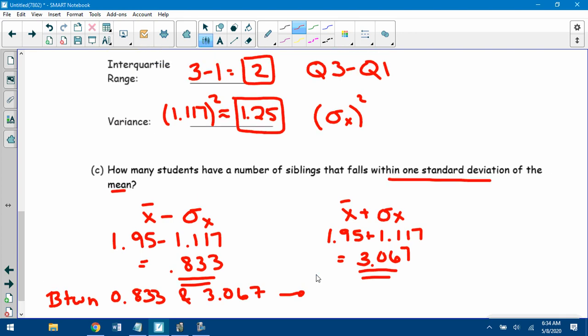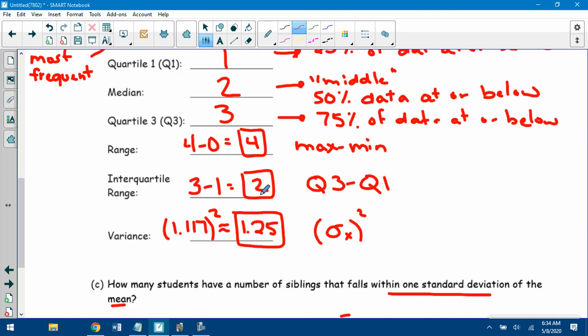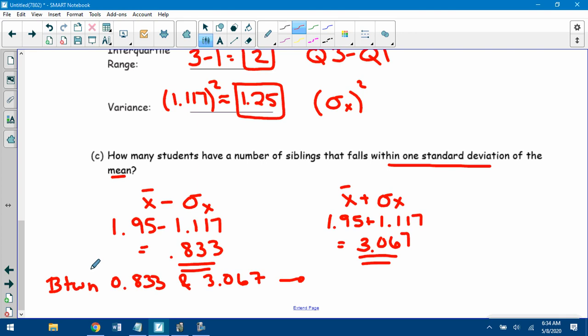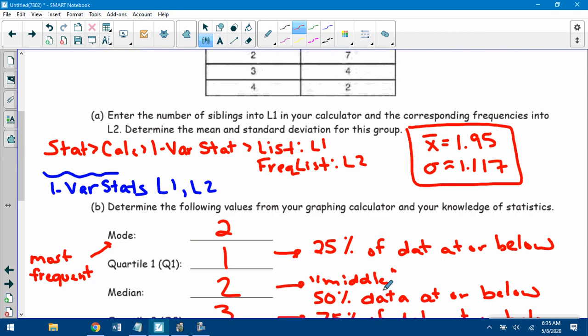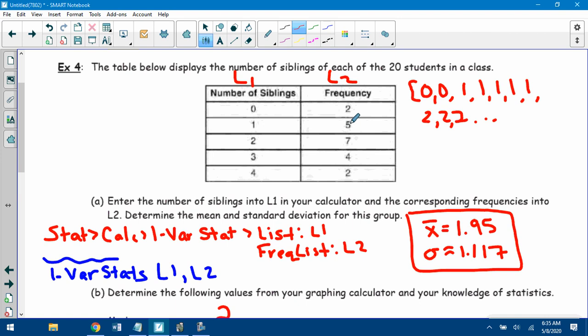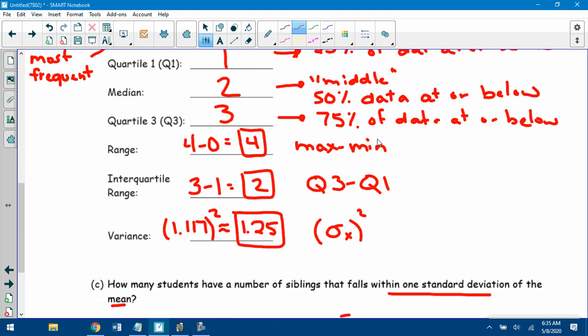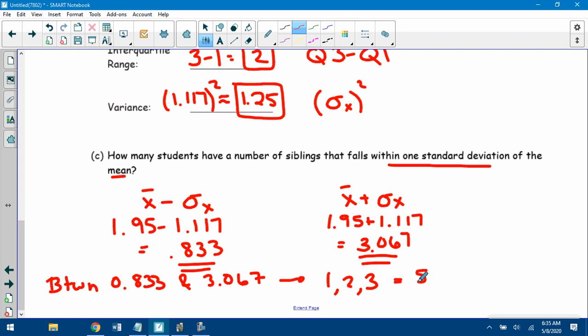Well, what cases are those? Is 0 siblings between that? No, because 0 siblings would be lower than 0.8. But 1 sibling is, 2 siblings are, and 3 siblings are. 4 would be outside of that range again. So you have to add up how many students had 1, 2, or 3 siblings. So 5 plus 7 plus 4. That's how many students had 1, 2, or 3 siblings. So 5 plus 7 is 12, plus 4. Your answer would be 16 students.